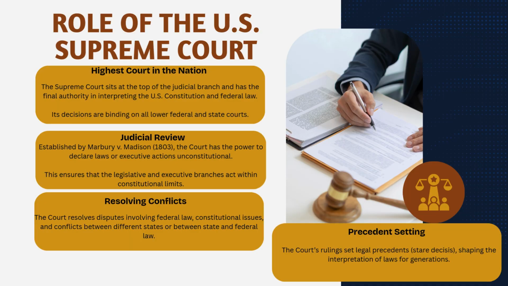The role of the Supreme Court: they are the highest court in the nation. They sit at the top of the judicial branch and have the final authority in interpreting the U.S. Constitution and federal law. Its decisions are binding on all lower federal and state courts. And then there is judicial review, which was established by Marbury versus Madison in 1803. The court has the power to declare laws or executive actions unconstitutional. This ensures that the legislative and executive branches act within constitutional limits.